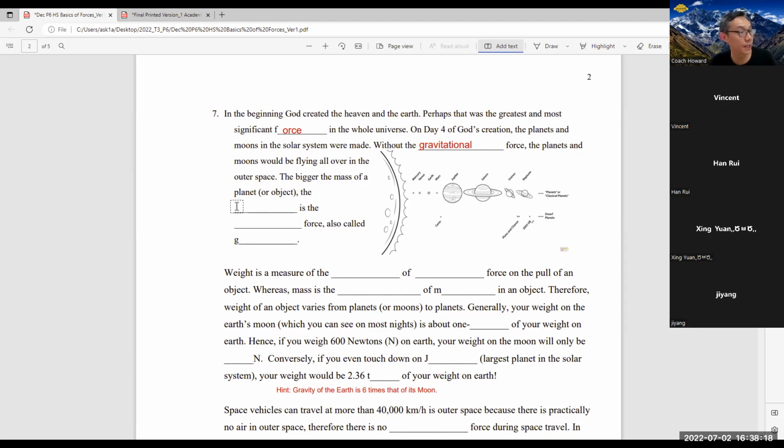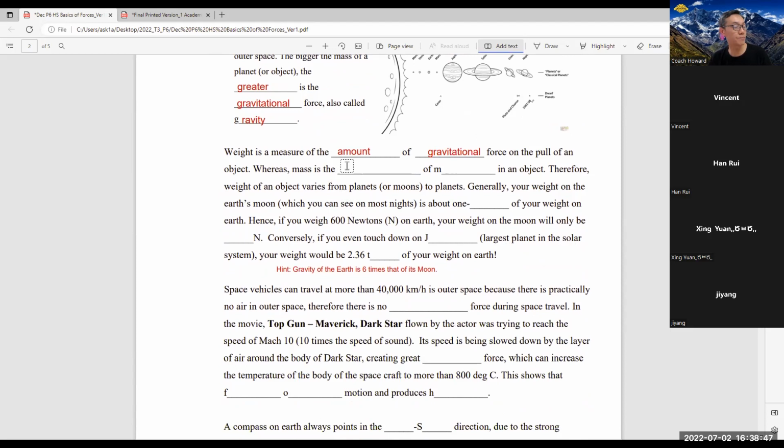The bigger the mass of a planet, the greater is the gravitational force. We also call it gravity. Okay, next, weight is a measure of the amount of gravitational force on the pull of an object, whereas mass is the amount of matter in an object.